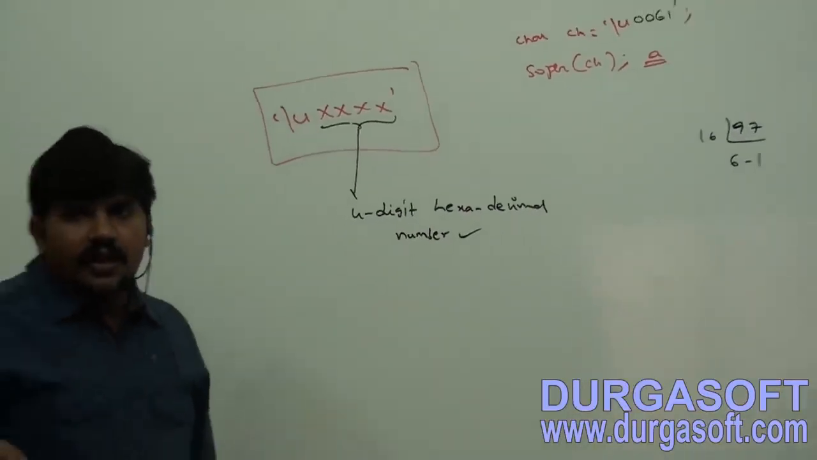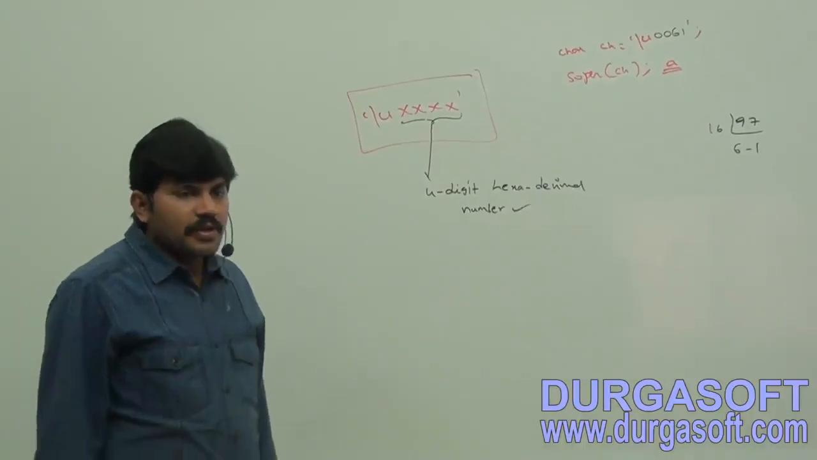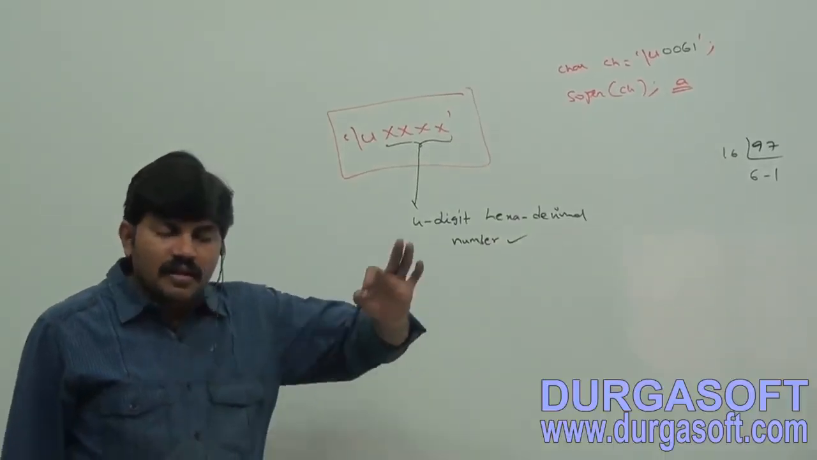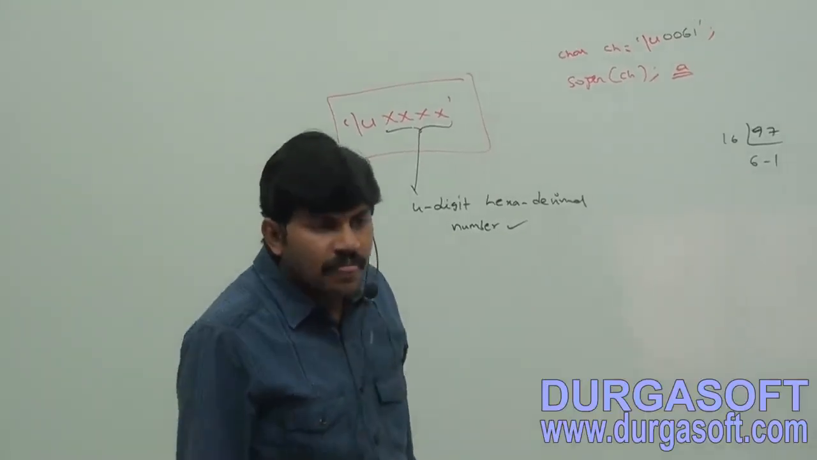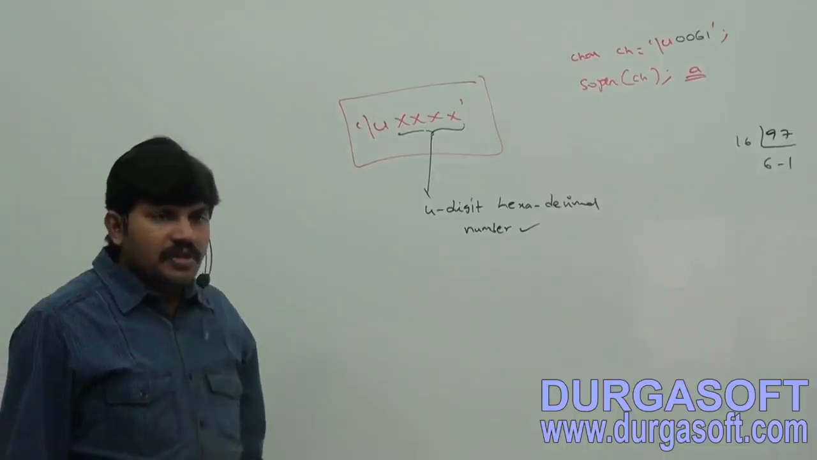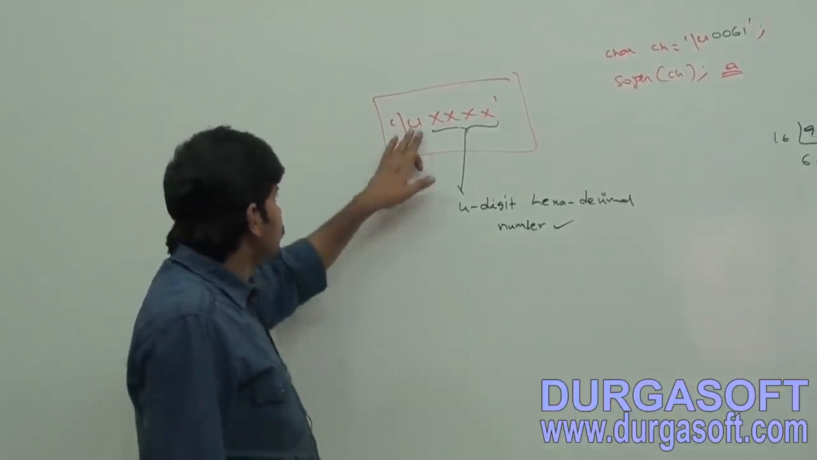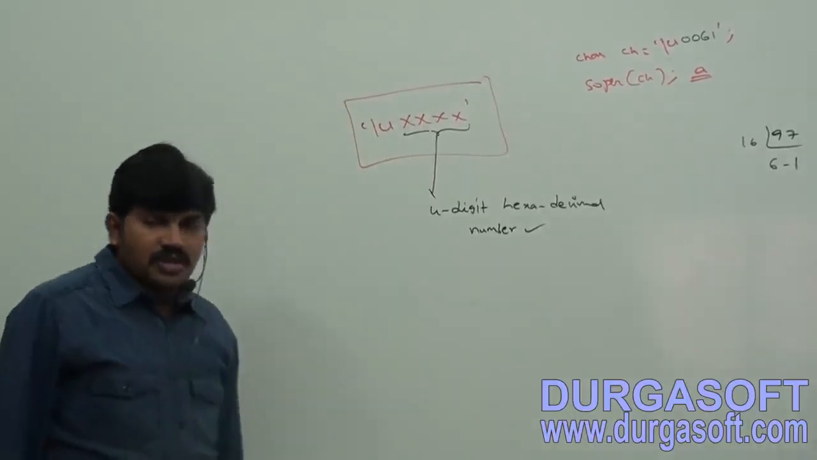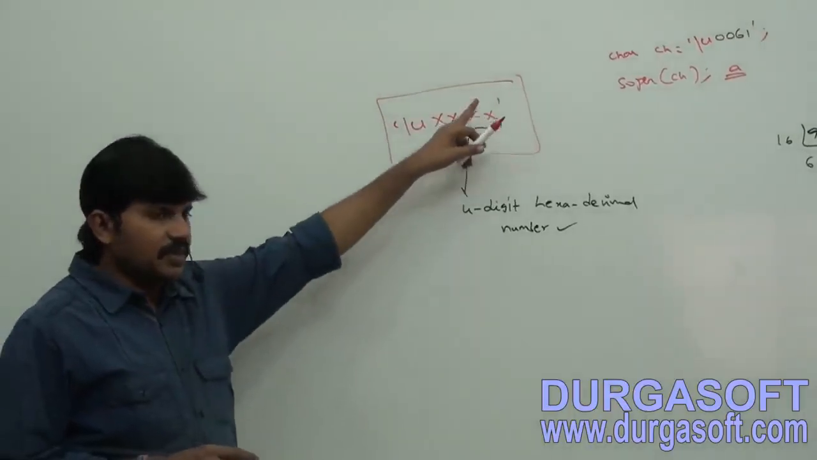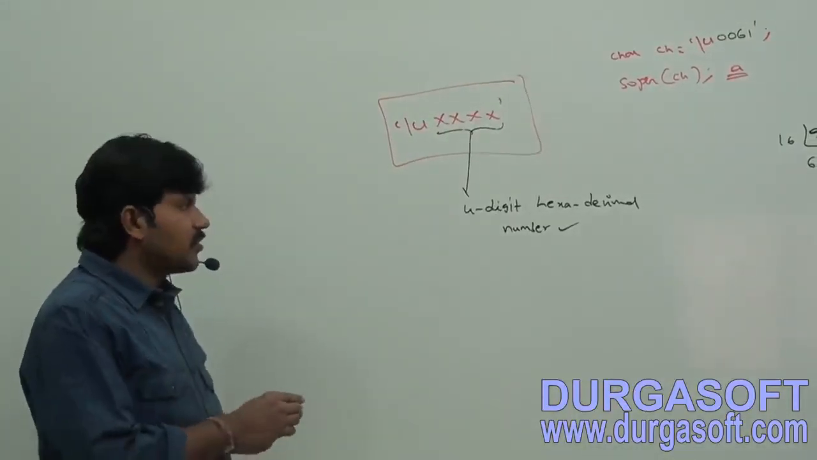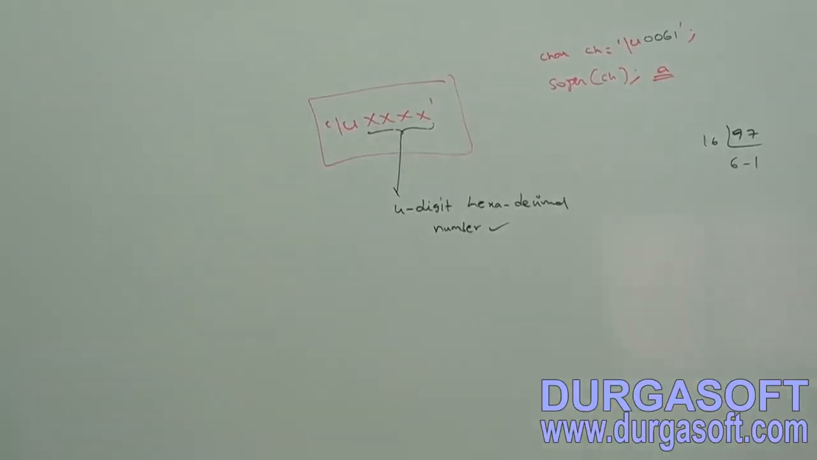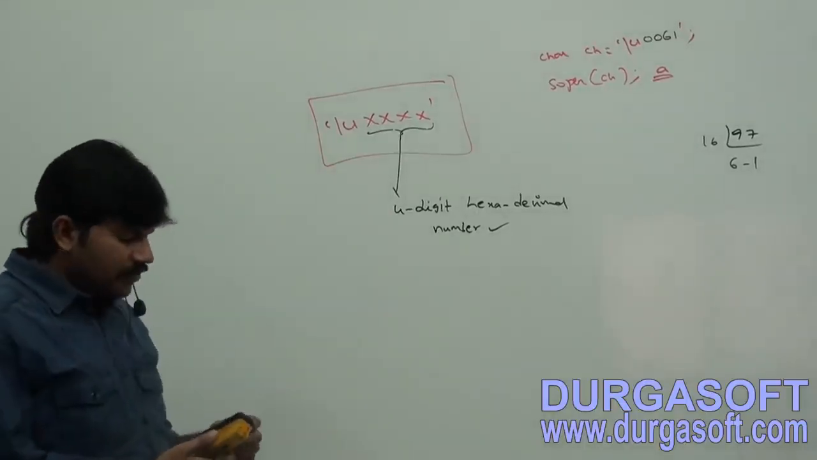The third one: we can represent a char literal in Unicode representation, which is nothing but single quote, backslash u, followed by a 4-digit hexadecimal number, single quote.